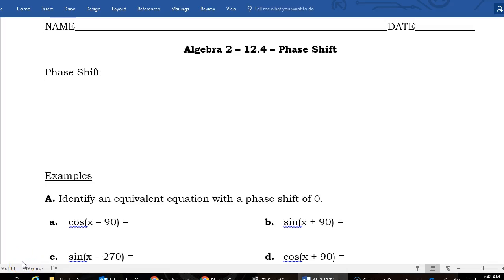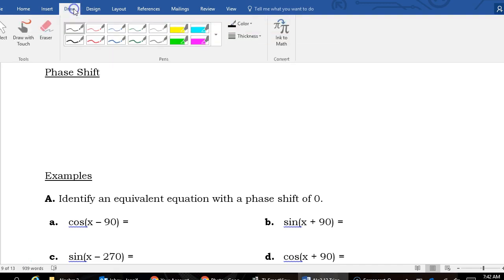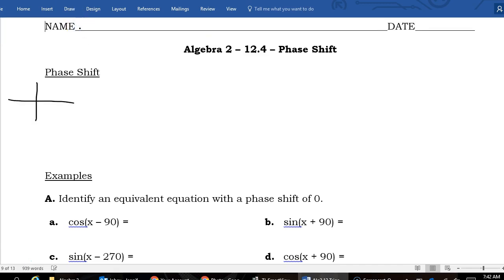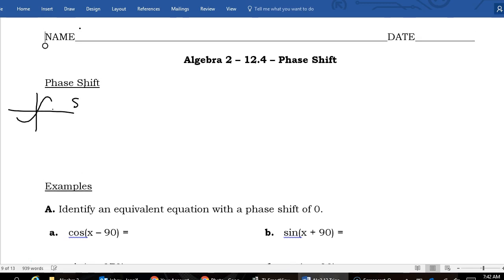This is Algebra 2, Lesson 12.4, and today we're going to talk about phase shift. So I think this is the point where things can get a little more confusing. We are used to seeing a sine as an S shape in the middle. And we are used to seeing cosine as a hump in the middle, a C shape in the middle.